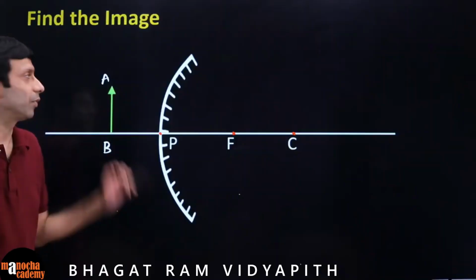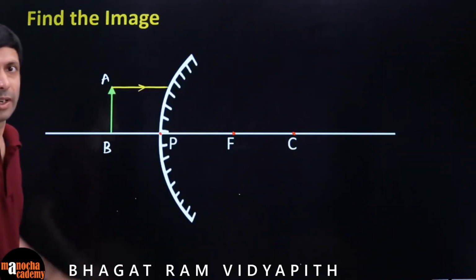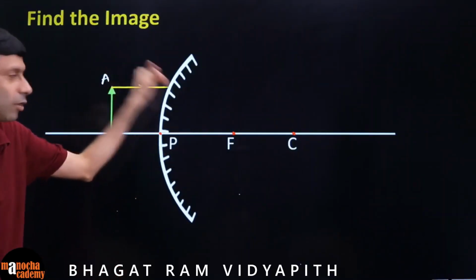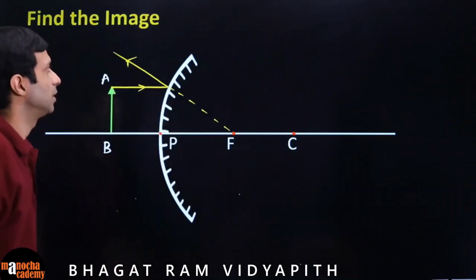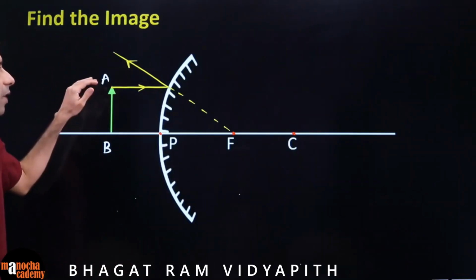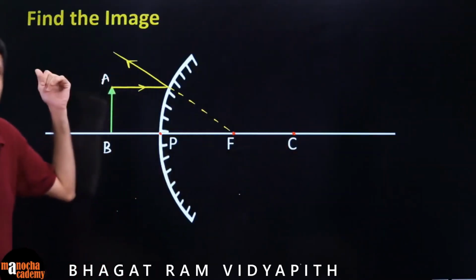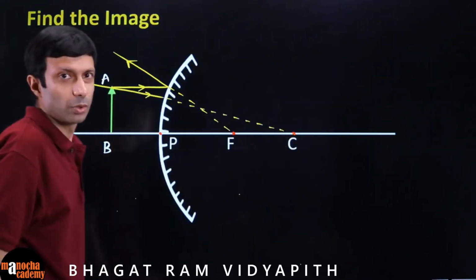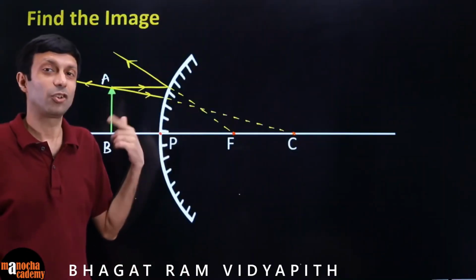So first let's start off with the ray parallel to the principal axis. So after reflection we know it's going to pass through the focus, or rather it appears to pass, right? Because it cannot go through this way. So we trace it back like this. So this is our reflected ray. And then let's say we have another ray which was aimed towards the center of curvature, but after reflection it will go back. So it will retrace its path.